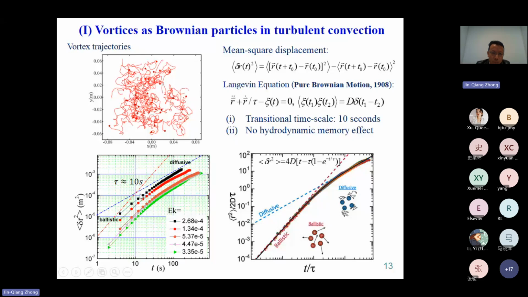The fact that the transitional time for vortex motion is 10 seconds brings us the possibility to study ballistic motion under regular experimental settings and to investigate diffusive motion in a time scale of 10 minutes. The second important finding is that if we normalize the time by the transitional time tau, and normalize the MSD by diffusivity T times tau, we found data for different parameters collapse onto one single curve predicted by the Langevin equation. This type of random motion is known as pure Brownian motion, a quite remarkable prediction by Langevin a century ago.